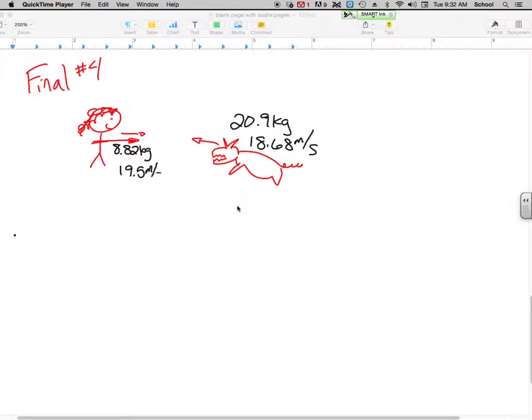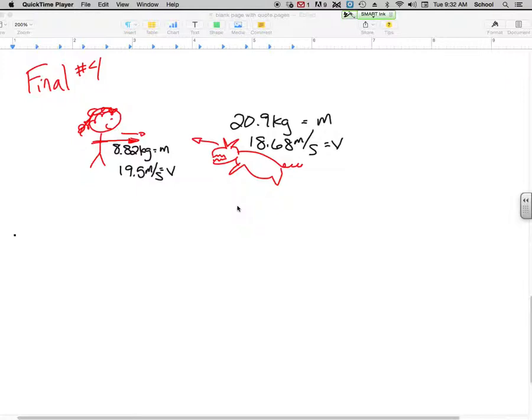19.5 meters per second. So again, this is clearly an M and this is clearly a V, because kilograms is always going to be mass, meters per second is always going to be velocity. And we want to know what's the new velocity of the javelina. Well, if you're throwing a spear into the pig, then clearly they're sticking together.